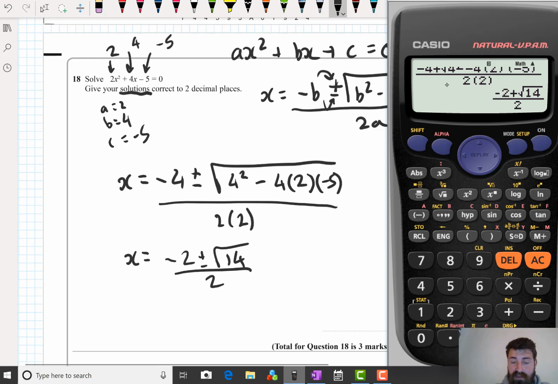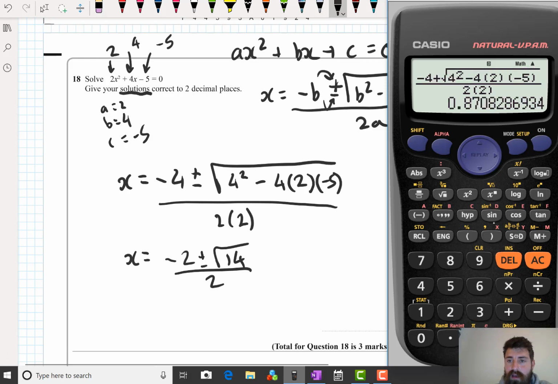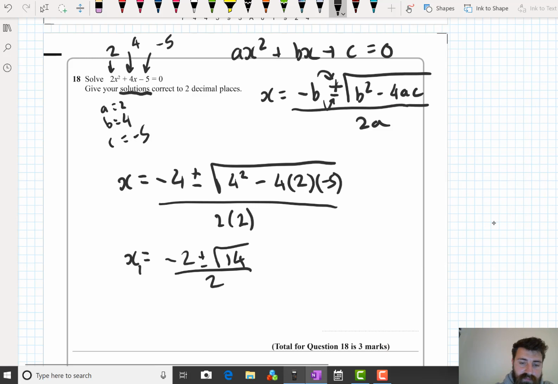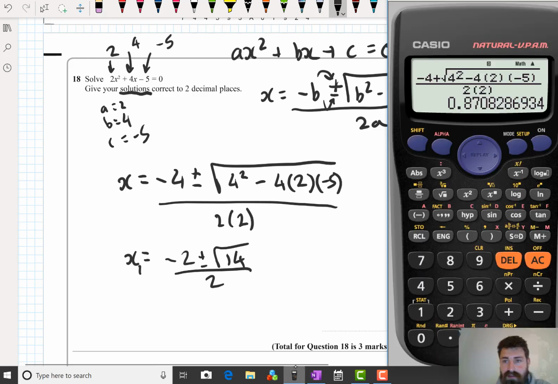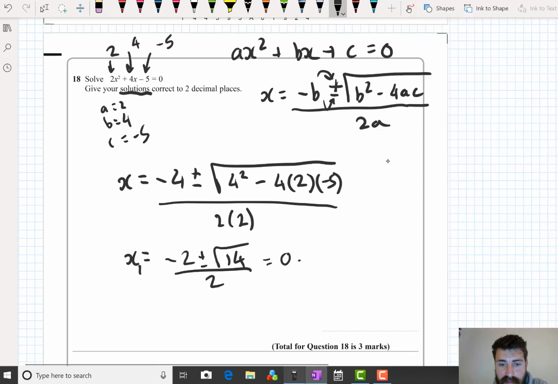Now, one solution, which we'll call x1, subscript, that's notation. It says give your solutions correct to 2 decimal places, 0.87 here, because the 0 keeps it the same, doesn't round it up, or 0.7, x2, which is minus 2. That one we went for the positive one first, so scribble that little one out.